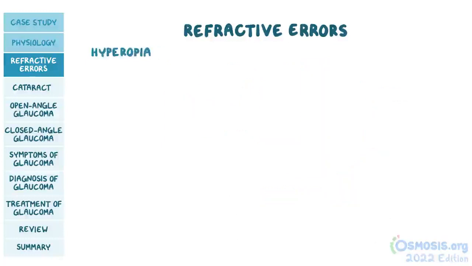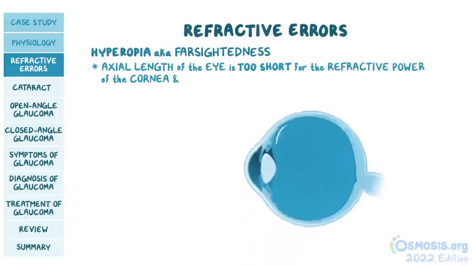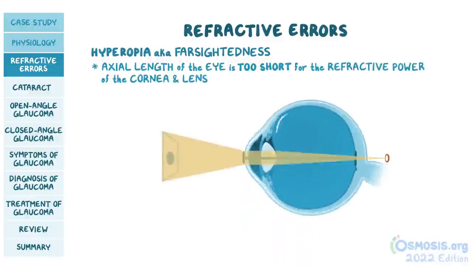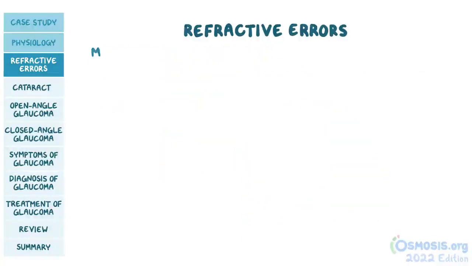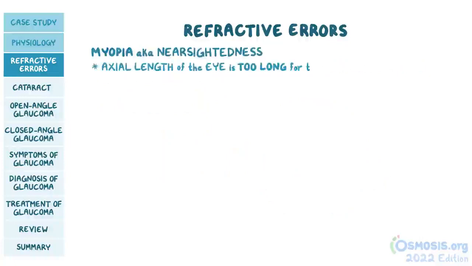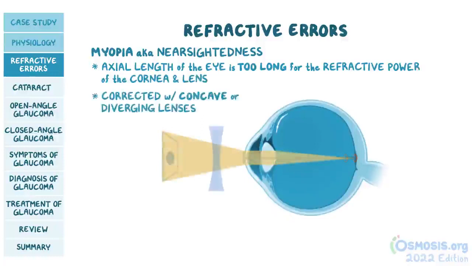Hyperopia is also known as farsightedness. The axial length of the eye is too short for the refractive power of the cornea and lens, so light ends up focusing behind the retina. Hyperopia can be corrected with convex or converging lenses. In myopia, also known as nearsightedness, the axial length of the eye is too long for the refractive power of the cornea and lens, so the light focuses in front of the retina. Myopia can be corrected with concave or diverging lenses.